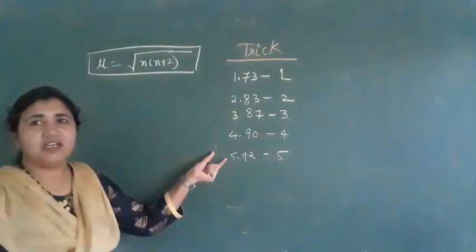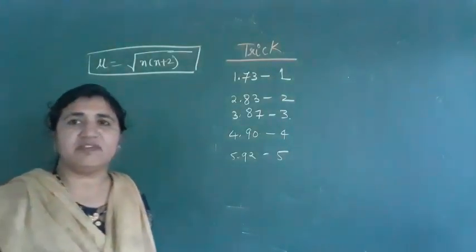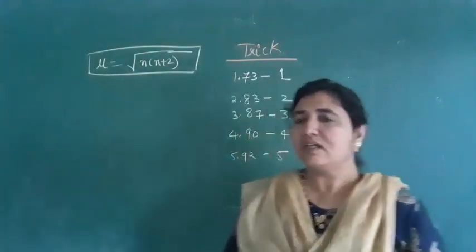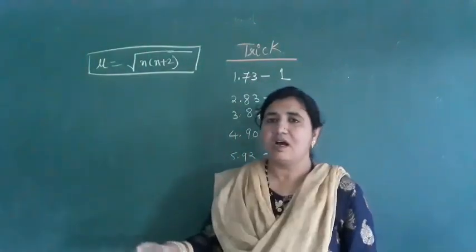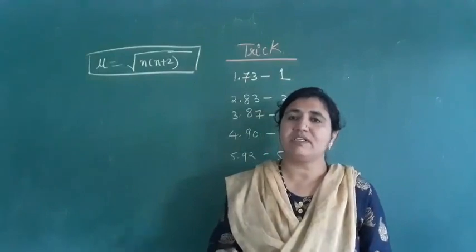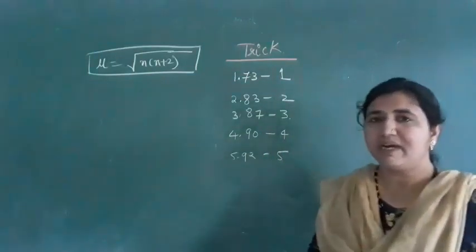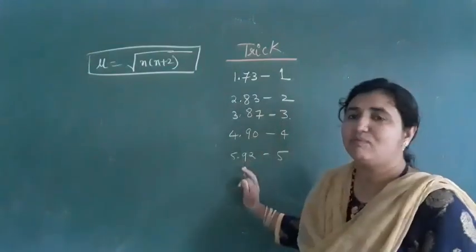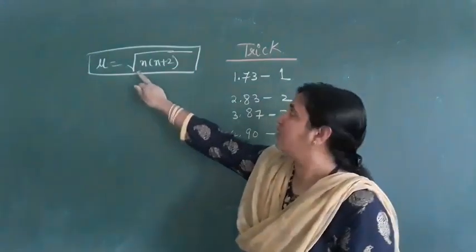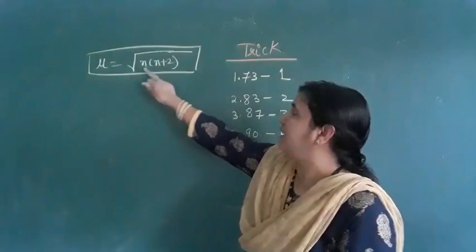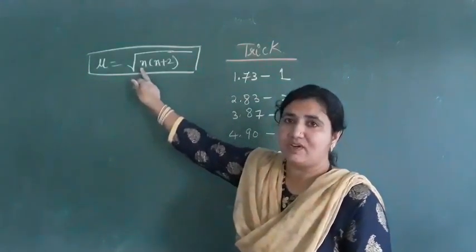This is one trick to find the number of unpaired electrons. If we know it, we can find out the magnetic moment. So the question they will ask here is: how many unpaired electrons are there, or what is the magnetic moment of that complex? If you know the unpaired electrons, then we can find the magnetic moment using this formula, under root n(n+2), where n is the number of unpaired electrons.